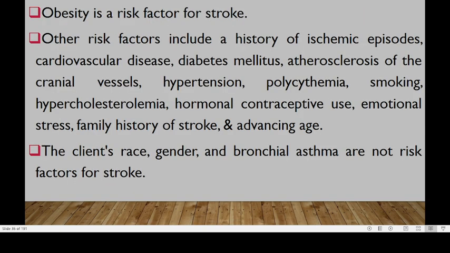Other factors include a history of ischemic episodes, cardiovascular disease, diabetes mellitus, atherosclerosis of the cranial vessels, hypertension, polycythemia, smoking, hypercholesteremia, hormonal contraceptive use, emotional stress, family history of stroke, and advancing age. The client's race, gender, and bronchial asthma are not risk factors for stroke.